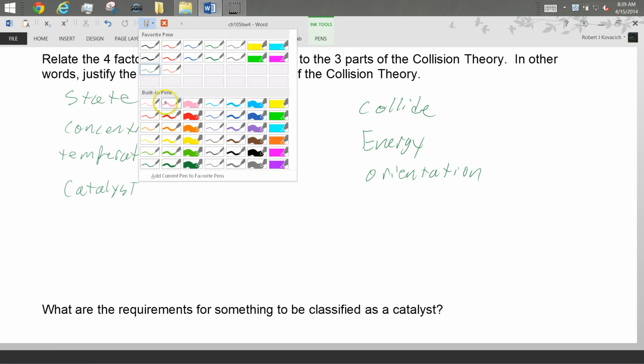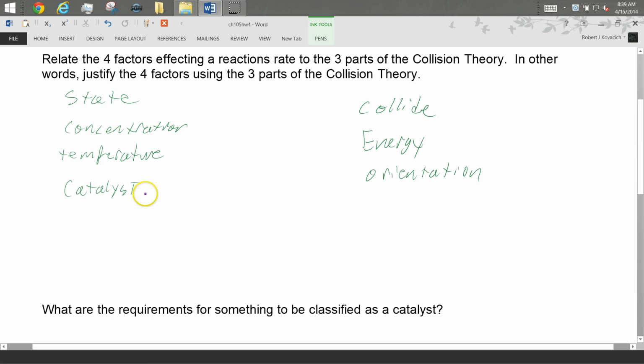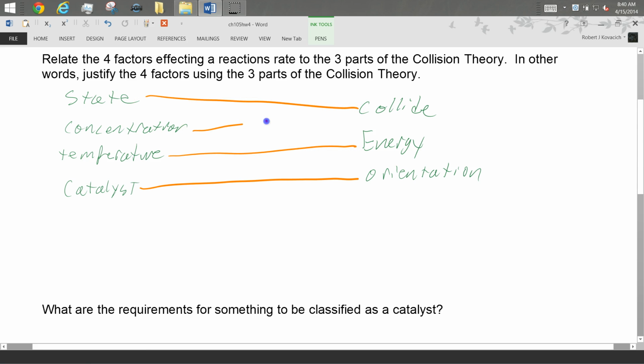Okay. So the catalyst and the orientation, those guys go together. And the temperature and the energy, those guys go together. And the state and the concentration, both about colliding.